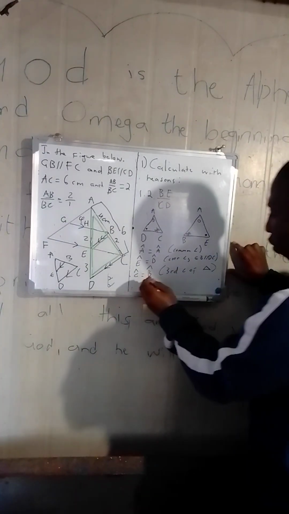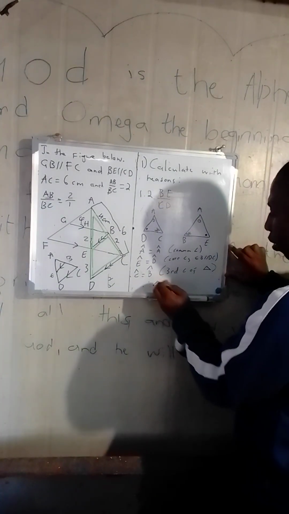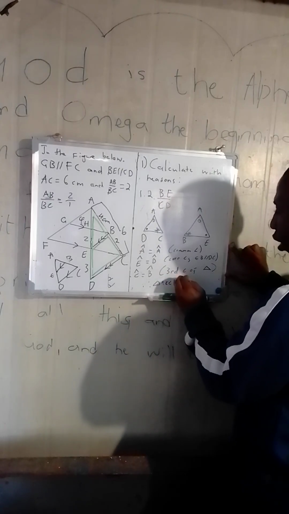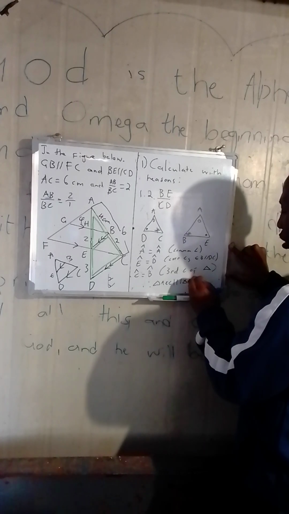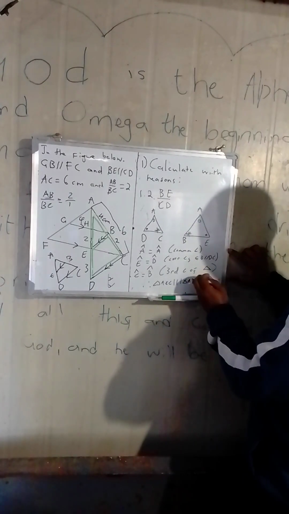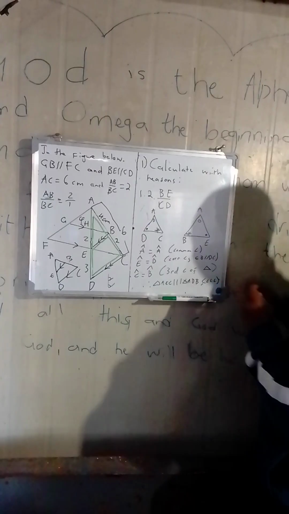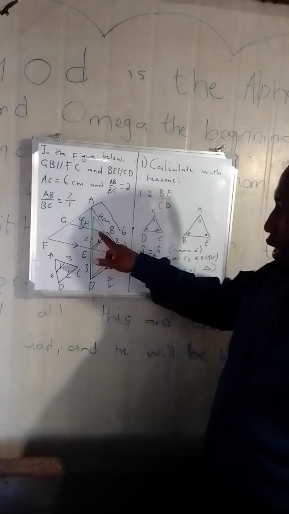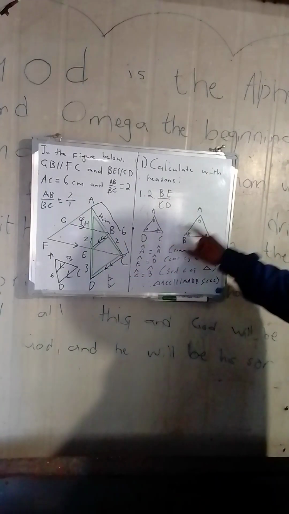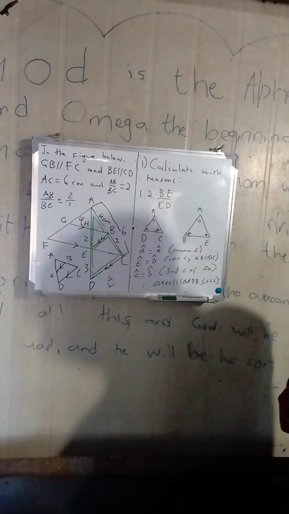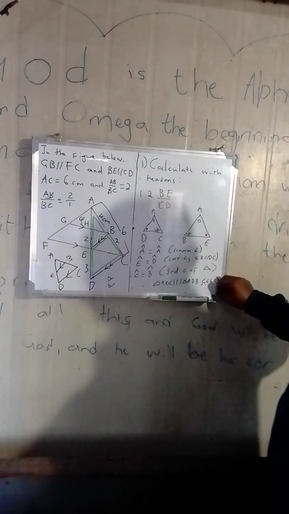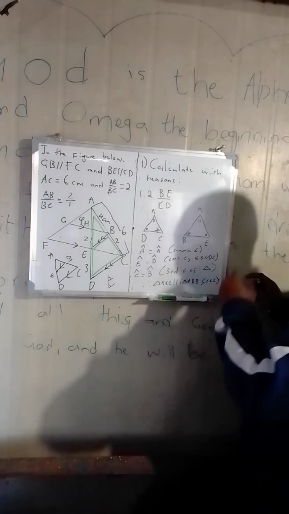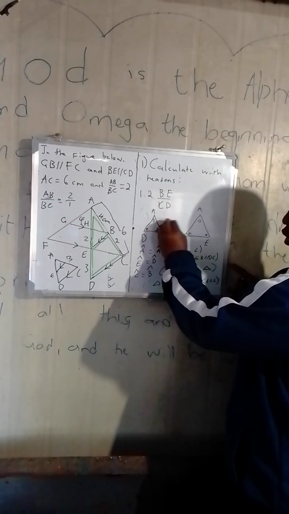Then therefore, triangle AEC is similar to triangle ADB. Reason: angles. So I've proven those two triangles are similar. So this triangle ADC is similar to triangle ABE. So that's it there. Then let's look at the proportion.